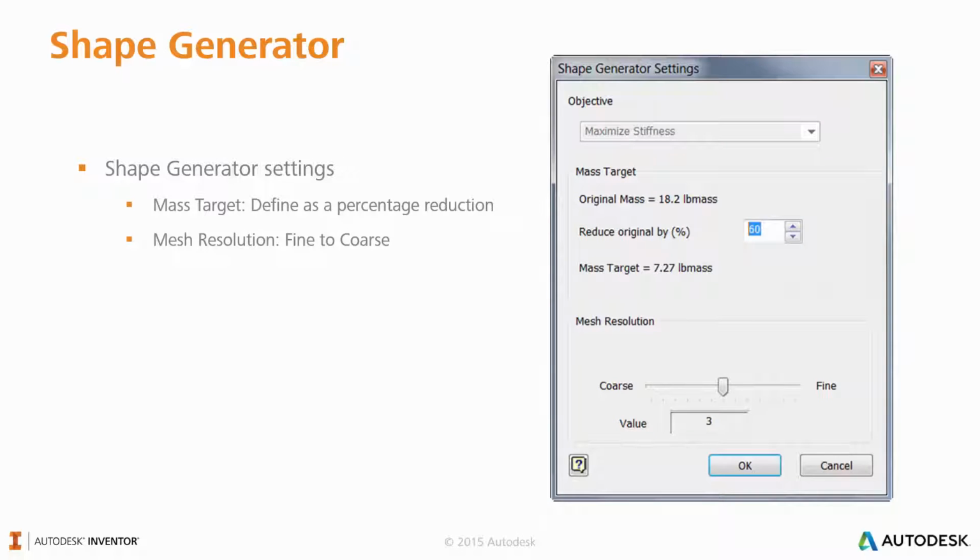Further to that, there's shape generator settings, and this is where you can set the goals or the target associated with the mass reduction. You can see here your original mass, your goal associated with the reduction of that as a percentage of the original, and then your mass target. Further to that, you also have your mesh resolution, which is where you can adjust that, maybe because of topology size, but also to look at the resolution in specific areas of your design.